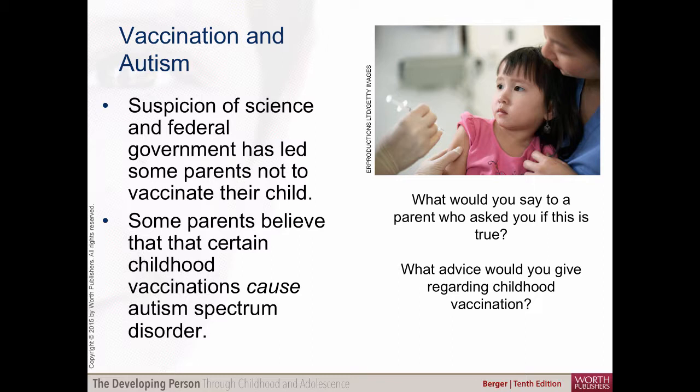For instance, vaccination and autism. There was suspicion of science and the federal government that has led some parents to not vaccinate their children. Some parents believe that certain childhood vaccinations cause autism spectrum disorder. Is this true? We actually know that it's not true, but for some reason there was a lot of talk about it, and some parents thought, oh, because there was a correlation, one must cause the other, and this is not the case.